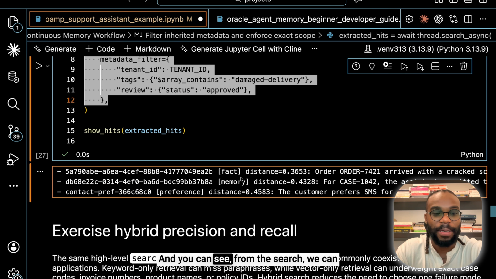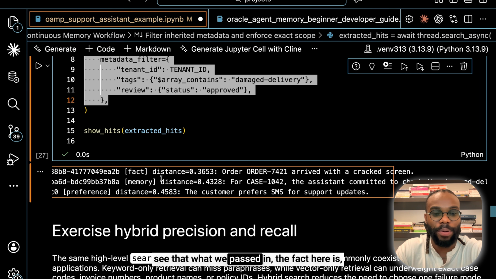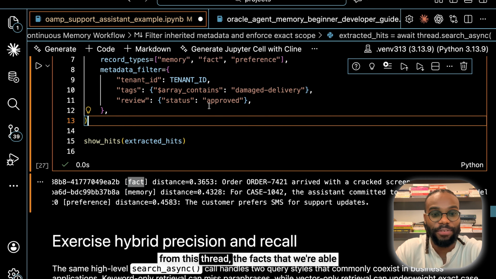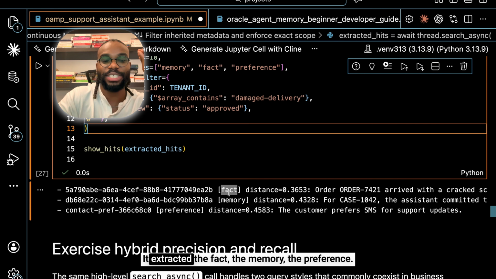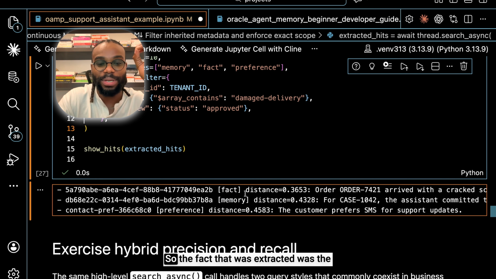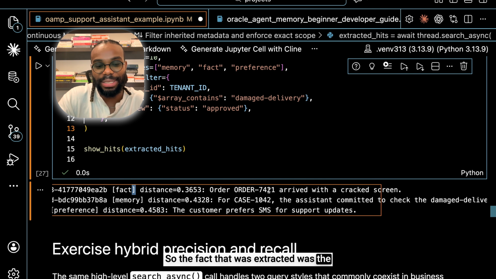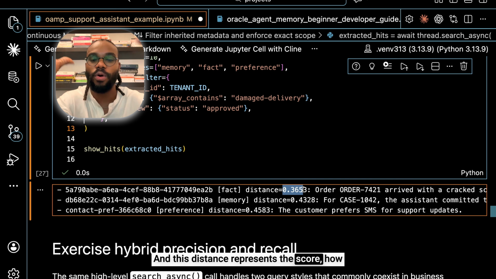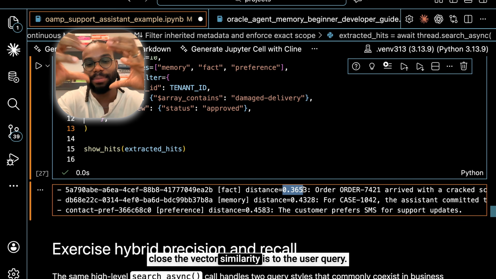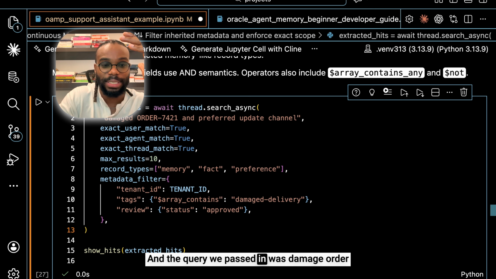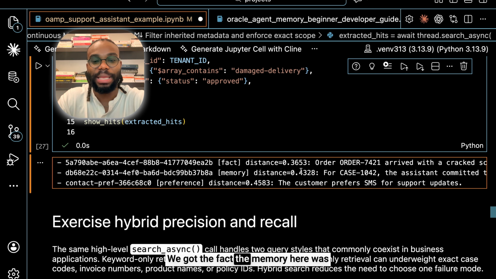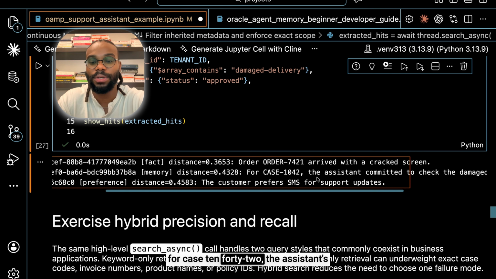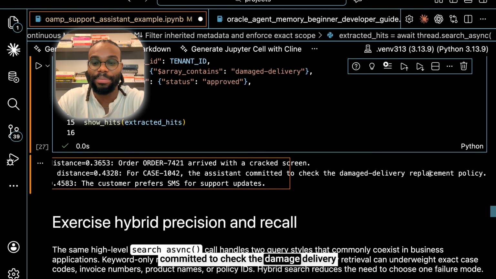And you can see from the search, what we passed in, the facts here are from this thread, the facts that we were able to extract. Remember, we have this memory extraction configuration we did earlier. It extracted the fact, the memory, the preference. So the fact that was extracted was that the order arrived with a cracked screen. And this distance represents the score, how close the vector similarity is to the user query. The query we passed in was damage order 7421 and preferred update channel. We got the fact. The memory here was for case 1042, the assistant committed to check the damaged delivery policy.